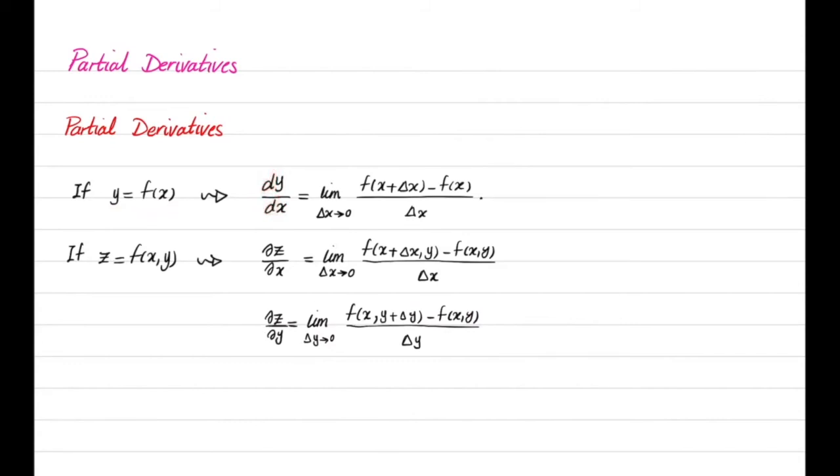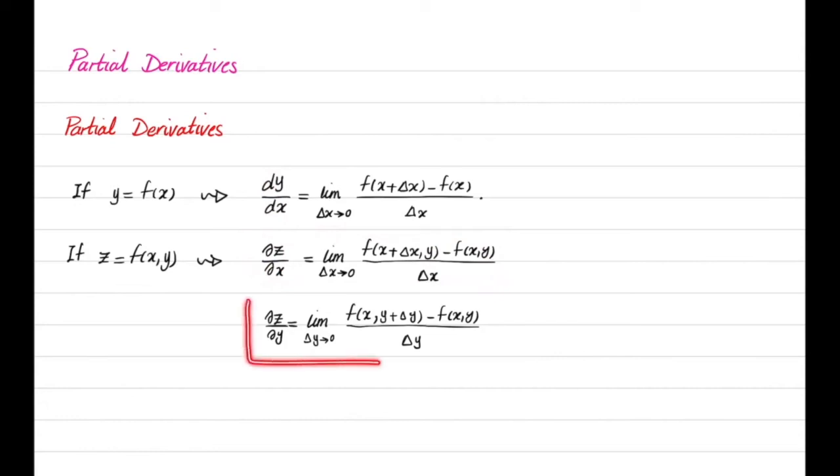But in here, since z is a function of both x and y, then the derivative of z with respect to x will be a partial derivative. And we can see that in the definition of the partial derivative of z with respect to x, y is not changing in the limiting process. So we can say that to compute the partial derivative of z with respect to x, we can use the laws of ordinary differentiation while treating y as a constant.